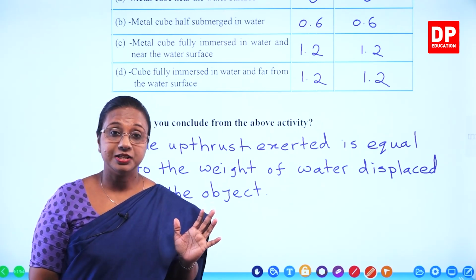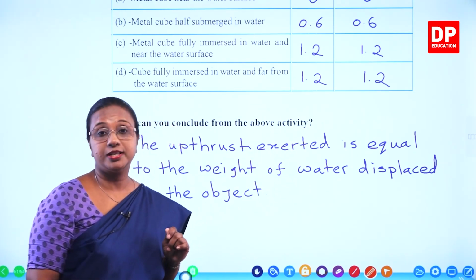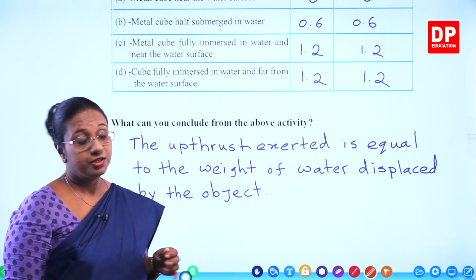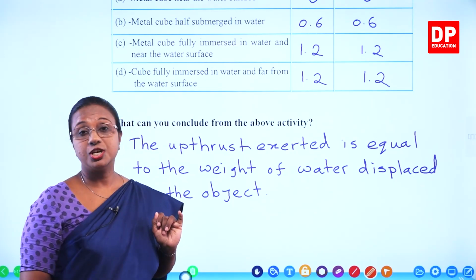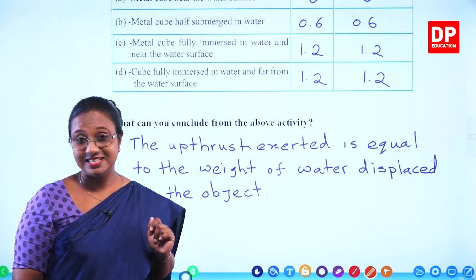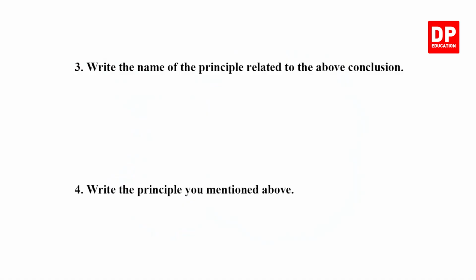Is that clear to you all students? Here you can even say upthrust exerted by water. If you want to be more specific, we can say exerted by water. So that is the conclusion of this activity. I am sure you all were able to write these answers correctly. With that students, I will move on to the next slide.